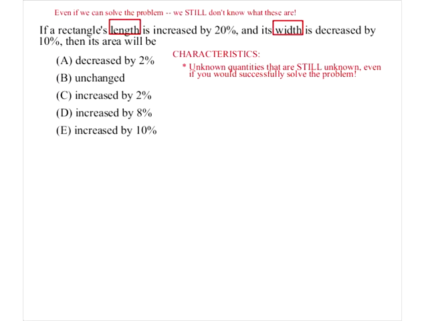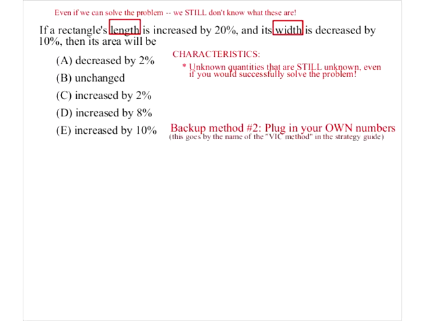So, what you can do is, second backup method, backup method number 2, plug in your own numbers. This is in our strategy guides. It goes by the name of the VIC method. But what I want you guys to know is that the name VIC is sort of unnecessarily limiting here.